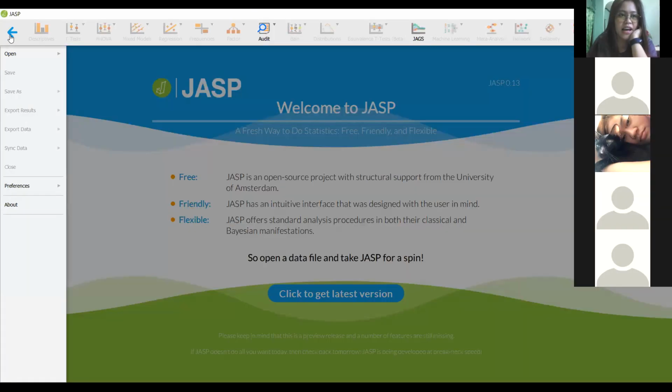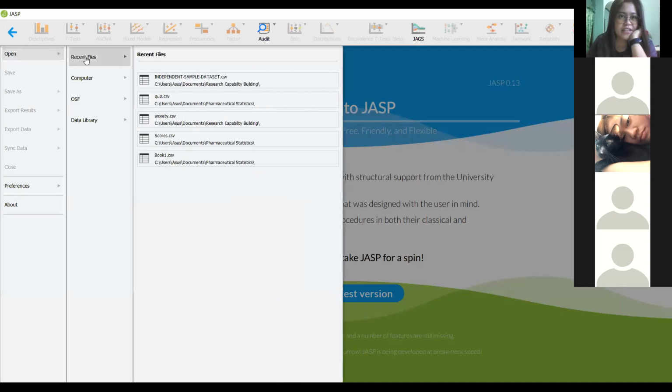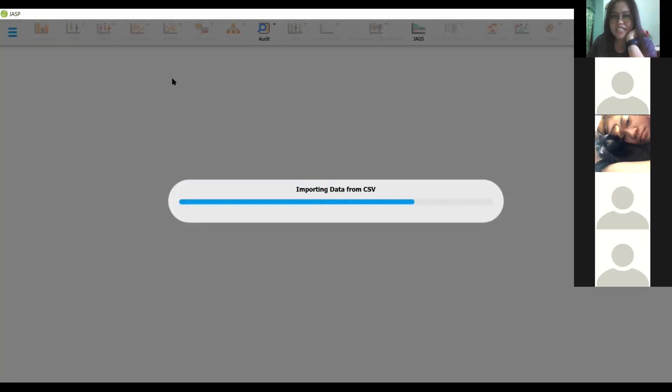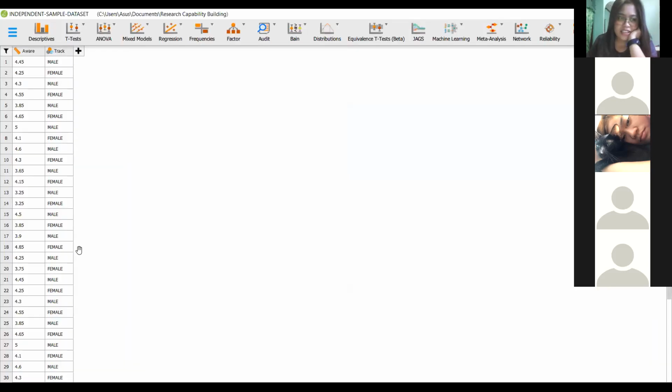Okay? Then in our JASP class, where will you find it? Open, recent files. My independent sample dataset is already in CSV, and then it can be imported. So you can see it. As you can see, awareness is on an interval scale, and track and sex are on a nominal scale. You should check whether the types of data are set correctly.